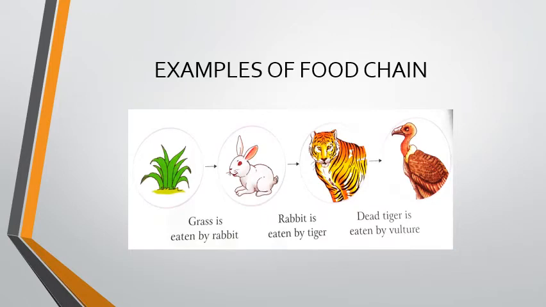Let's move on to examples of food chain. Already I told you food chain starts with plants, that is producers. Here grass is given. Grass is a kind of plant and this grass is eaten by rabbit, rabbit is eaten by tiger, and dead tiger is eaten by vulture. This is an example of food chain.